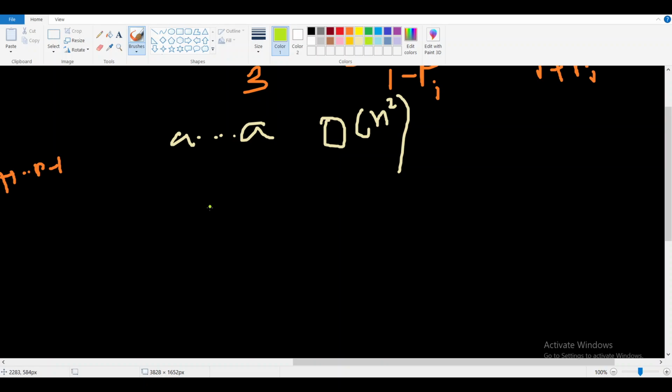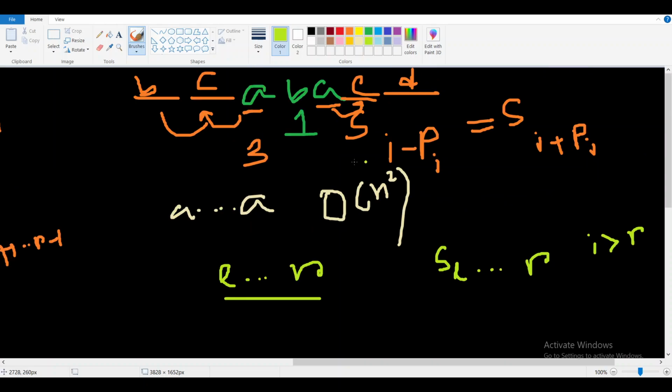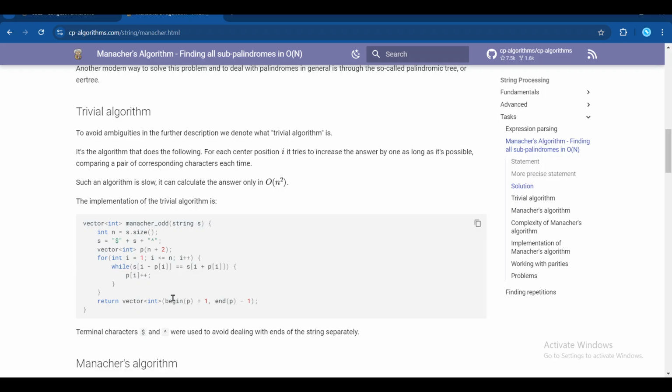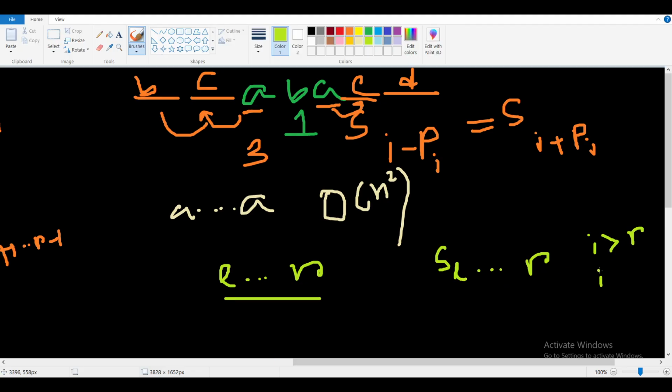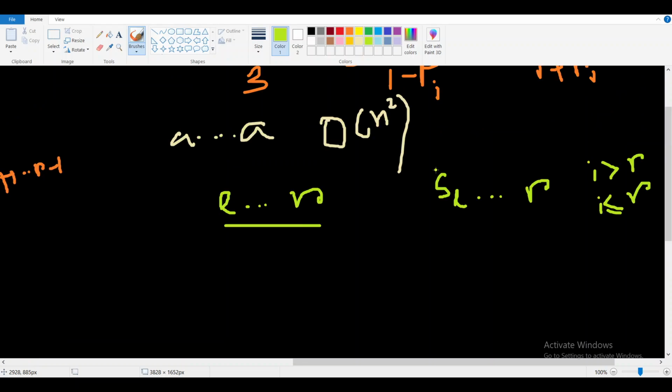When we are iterating over the array, we will try to create one range L to R. In this problem, L to R means that there is a palindrome from S of L to S of R. Now if I is greater than R, we will just use our brute force algorithm. But if I is less than or equal to R, that means we have something special in our hand, because this is matching.